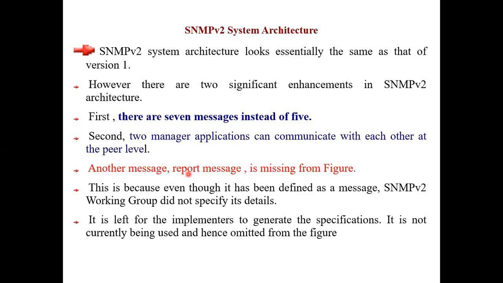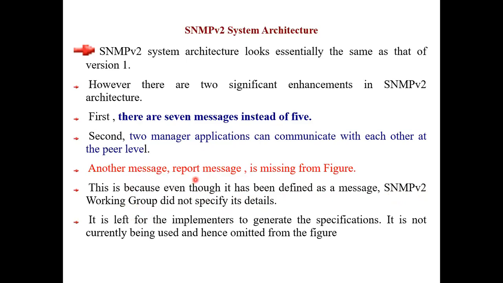So here the report message is missing. It was missing also in version 1. It is missing also in version 2. Now this I am talking about when I am comparing it with the OSI architecture. Why that report message is missing is because even though it has been defined as a message, the SNMP version 2 working group did not specify its detail. But you know that we require a report message. It was an essential thing.